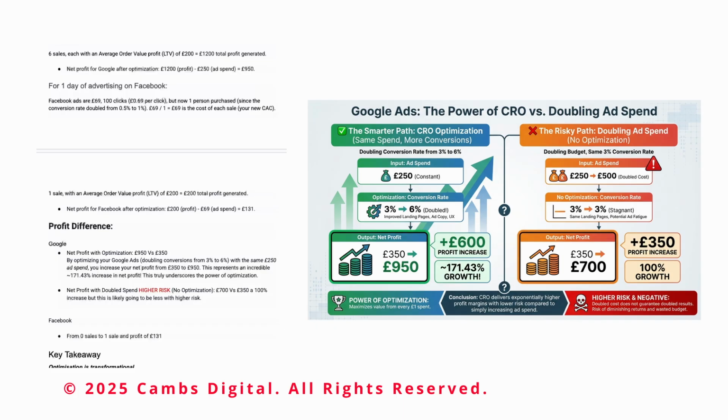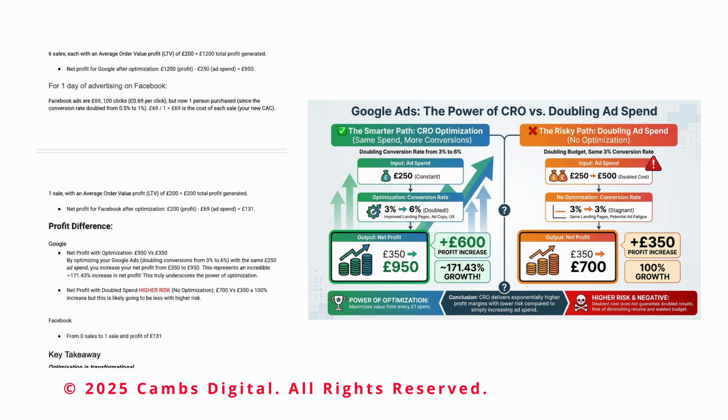Now, how do those figures work out like that? It's actually a 171.43% increase in net profit. And we do that by having 3 sales with a net profit of £200 each, minus our ad spend of £250, which gives us the £350. That's our net profit after advertising with a 3% conversion rate.